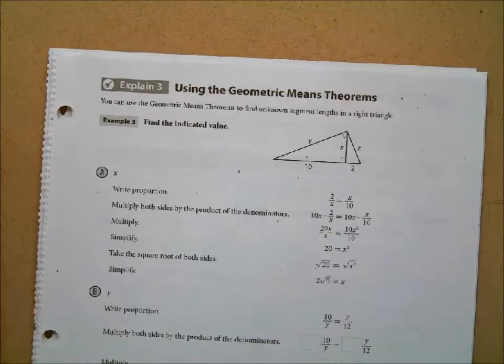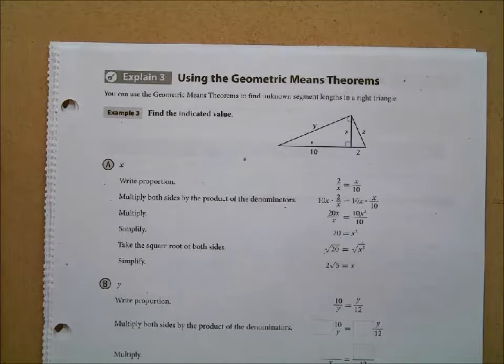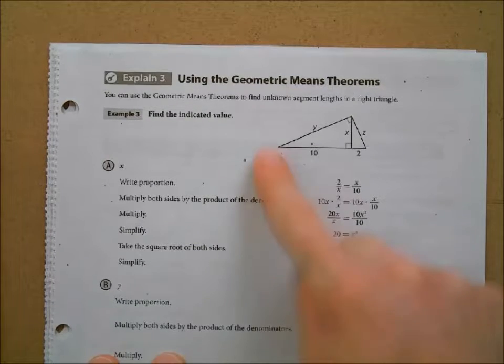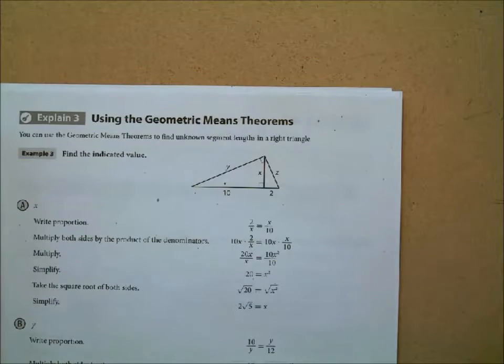All good? Okay. I think I'm actually going to skip the next page and just go to page 667, because I don't think we really need to worry about those theorems. I think we can figure these out without them. I know it says it's using geometric means, but I think we can get away without using the geometric means theorem.